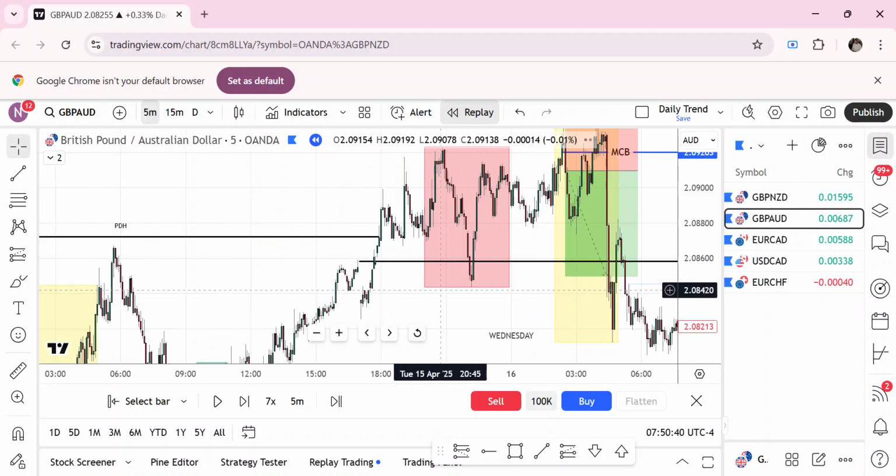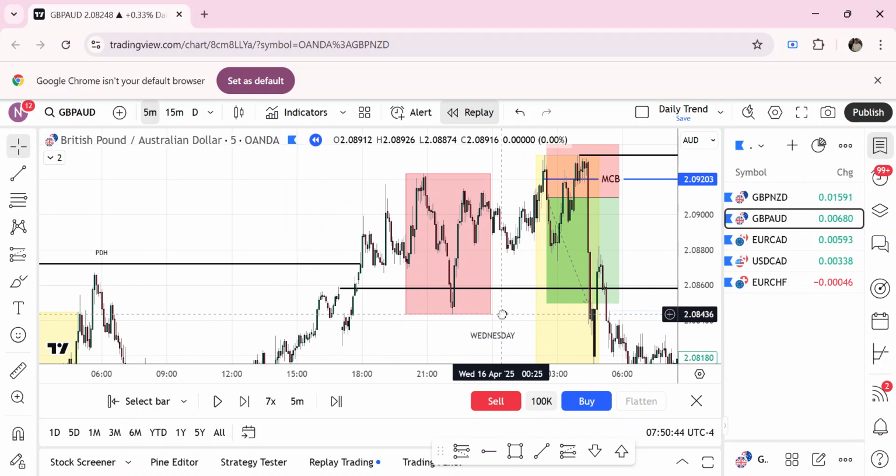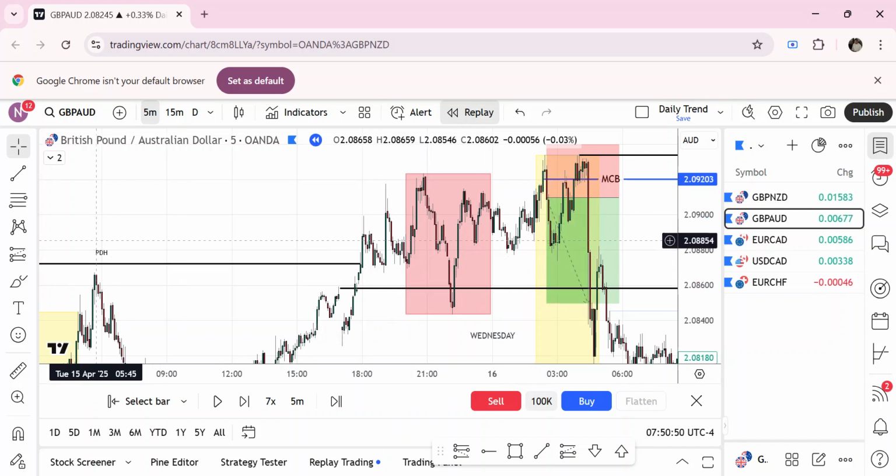So remember, my first litmus test when I come to the chart at around 2 or 3. Actually, start at 3. I don't start at 2. So I only trade for a couple hours during London. Is price above the prior day high? Prior day high being right here.